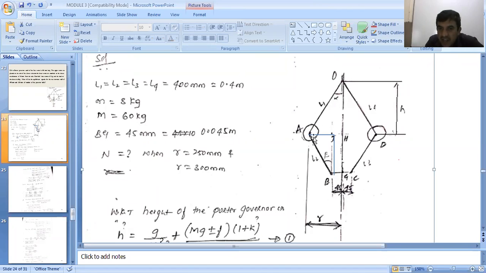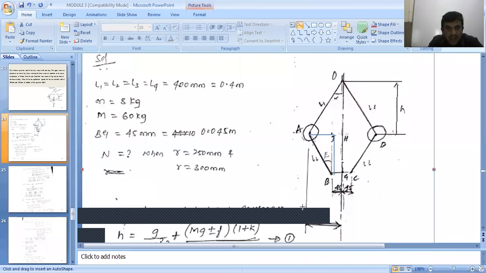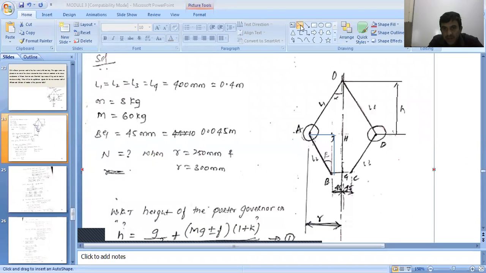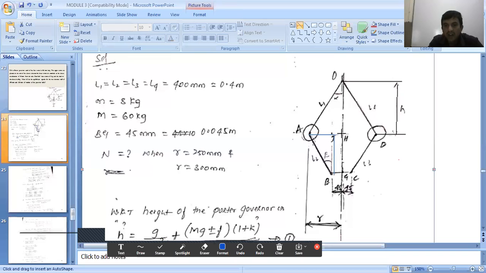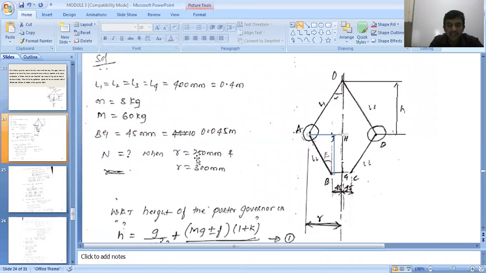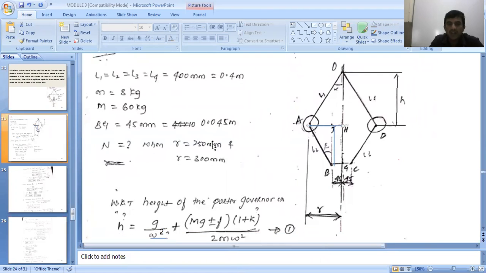Now, how to easily calculate the AJ value? See that. From A to H, how much? A to H is R. Take case number 1: R is equal to 250 mm. AH is nothing but 250 mm. At the same time, JH is equal to BG, that is 45 mm. Now what is AJ? 250 minus 45. AJ value is 205.